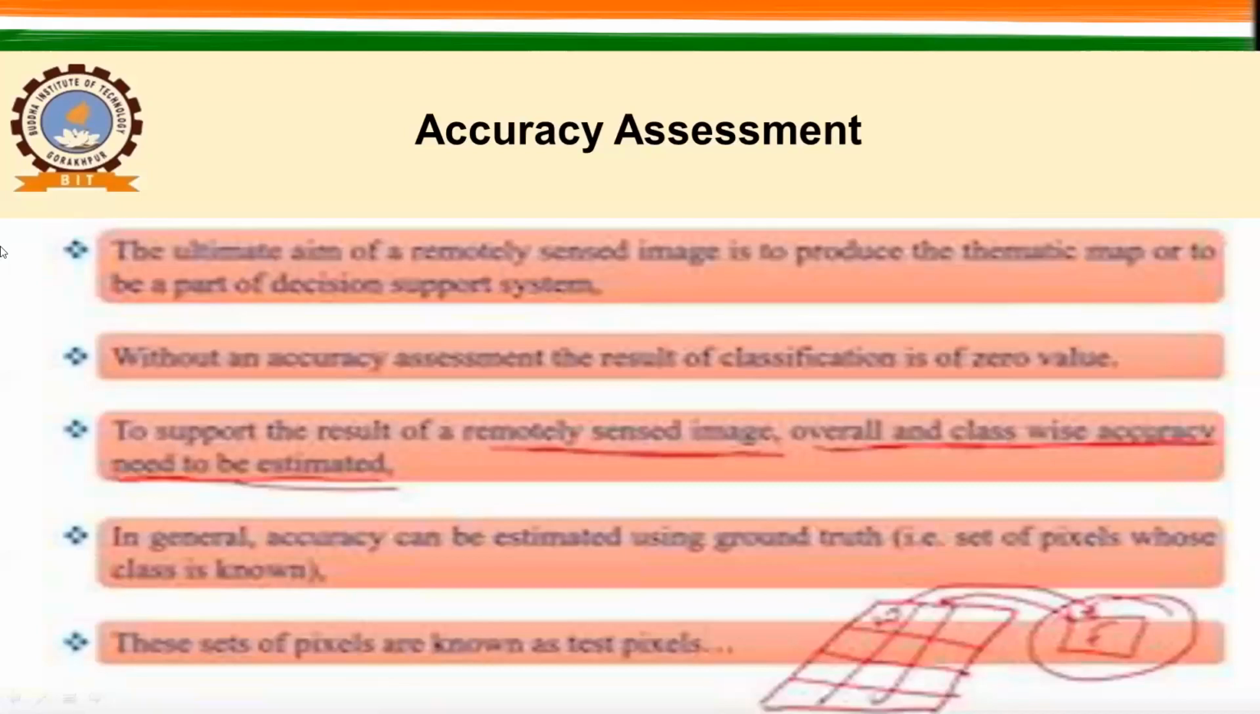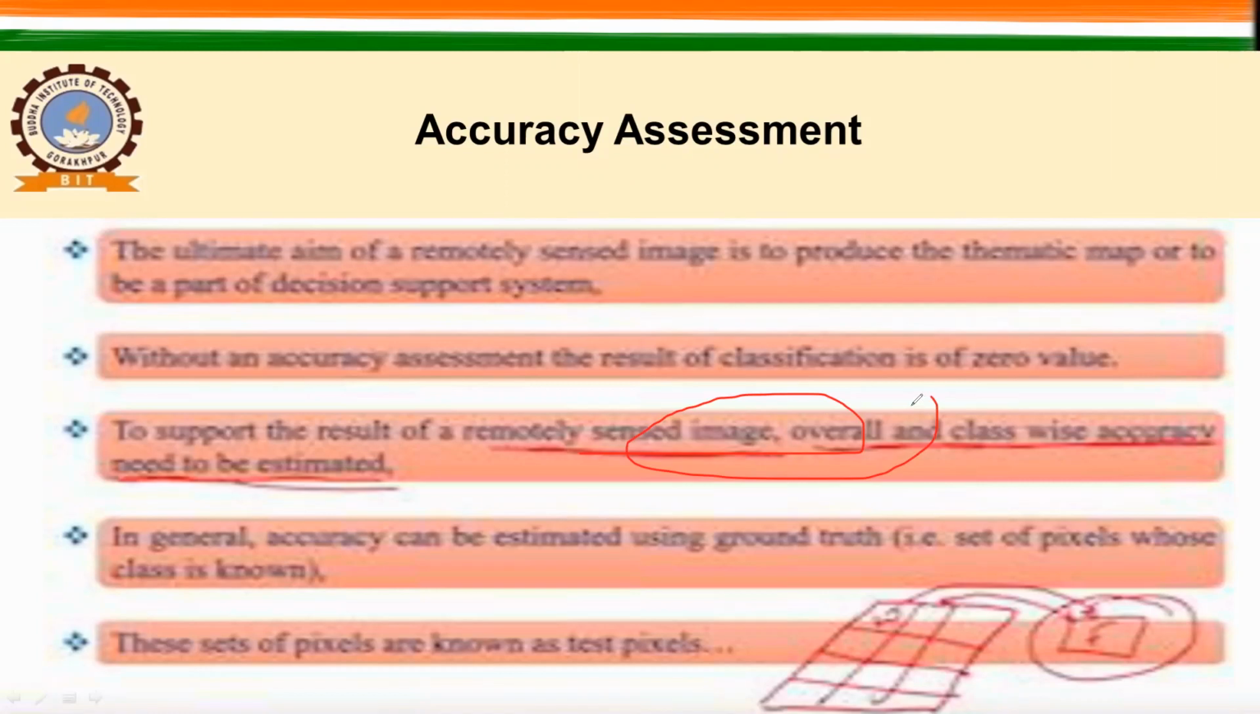So that's why this third point, यहाँ पे जो थर्ड पॉइंट मैंने हाईलाइट आपको किया हुआ है, वो क्या कहता है कि to support the result of remotely sensed images, overall and class-wise accuracy need to be estimated, right? So in general, accuracy can be estimated using ground truth because ultimately we want to compare with the original scenario.